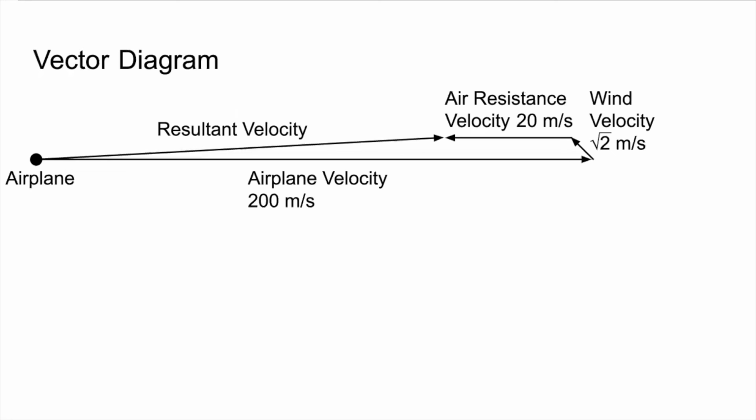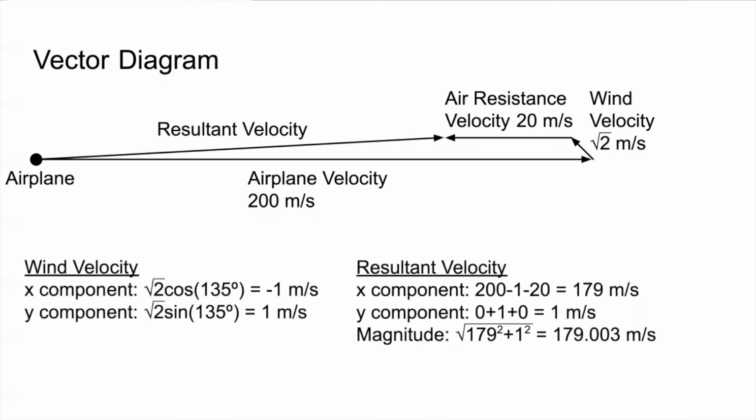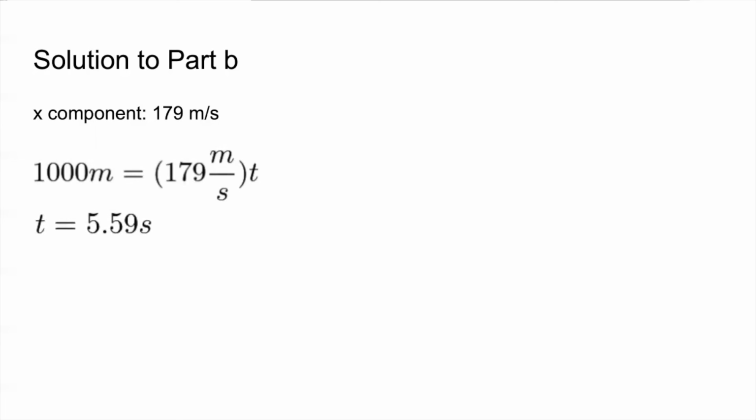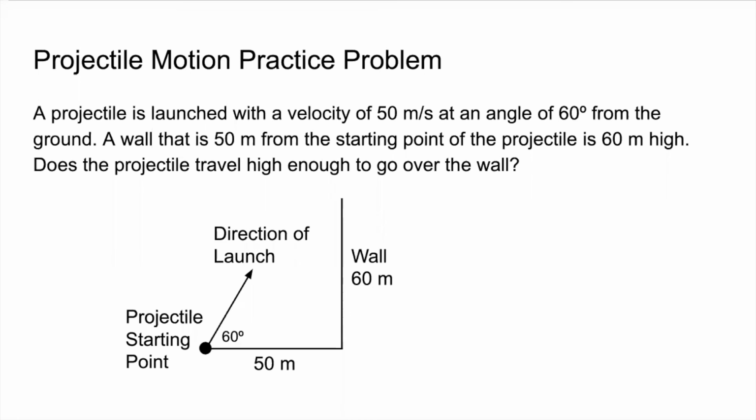So here is the vector diagram, and the wind velocity has an x component of negative 1 meters per second and a y component of 1 meter per second. The resultant velocity, which is obtained by adding the 3 velocity vectors together, has an x component of 179 meters per second and a y component of 1 meter per second. And the magnitude is 179.003 meters per second. For part B, we only care about the x component of the resultant velocity since we're trying to find how long it takes to travel a certain distance east. So we use the first kinematic equation. 1,000 meters is equal to 179 times t, and we get that t is 5.59 seconds.